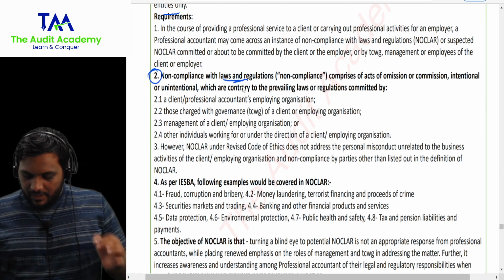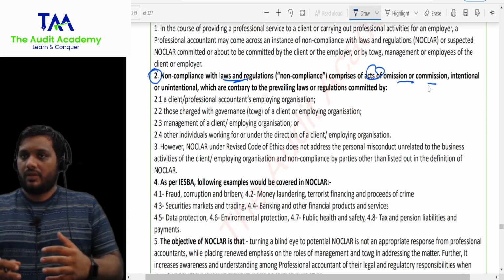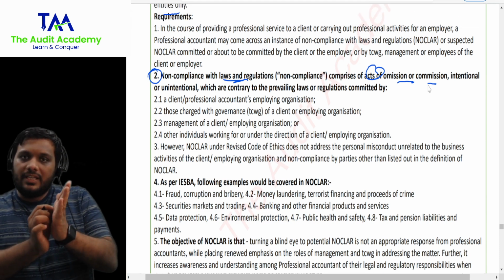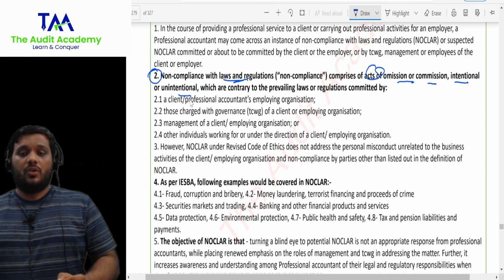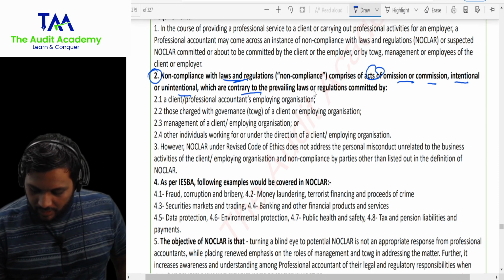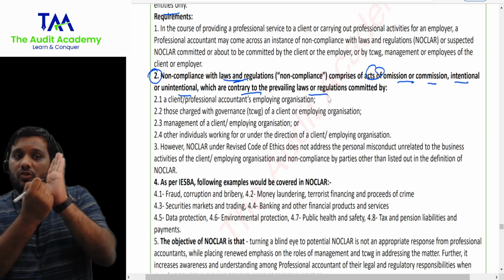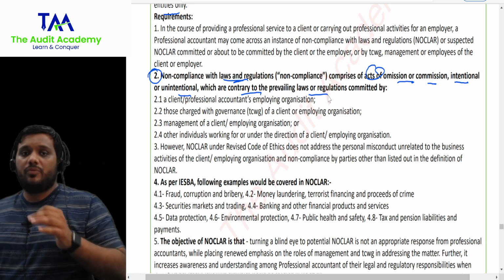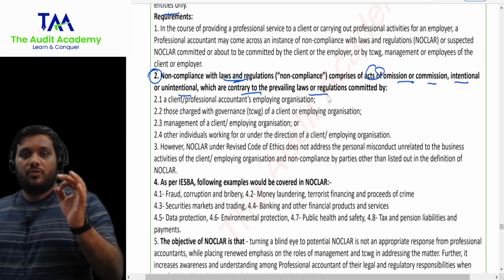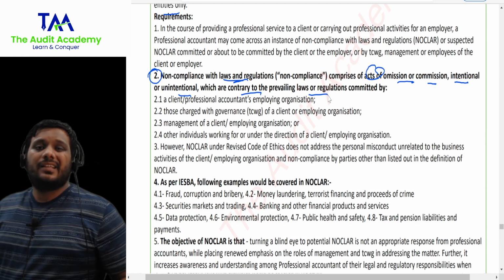Non-compliance with laws and regulations comprises acts of omission or commission. Either I omit something or I change something, whether it is intentional or unintentional, which is contrary to the prevailing laws or regulations. It could be an omission, an error, or a fraud that you have committed. Whatever it is, if you are doing something contrary to the prevailing laws and regulations, then that is NOCLAR.